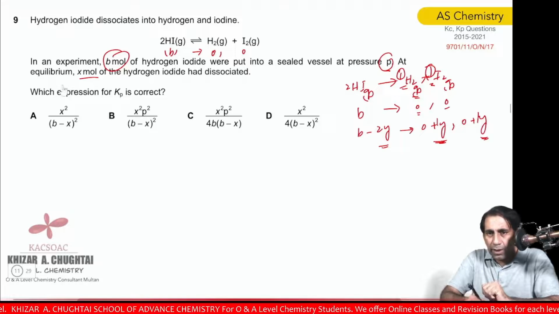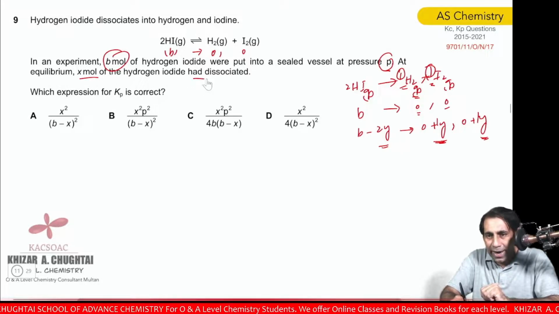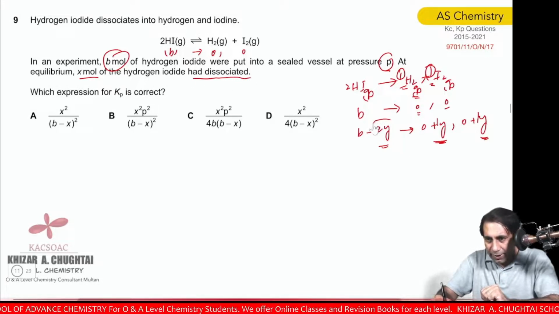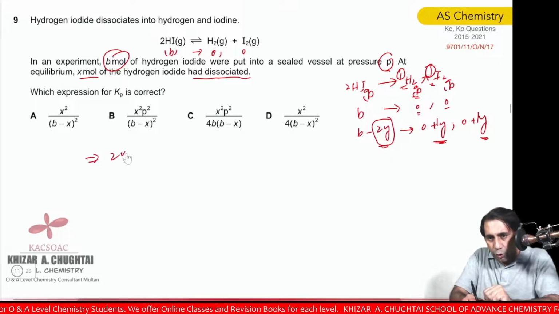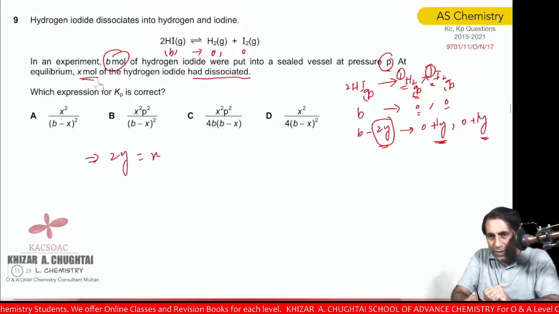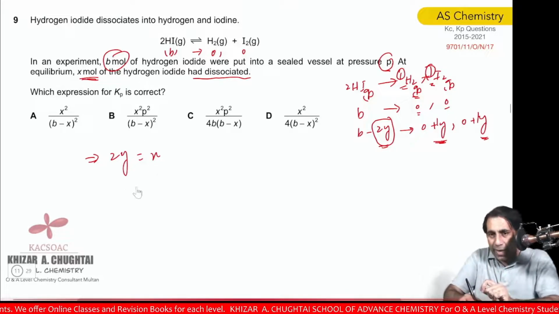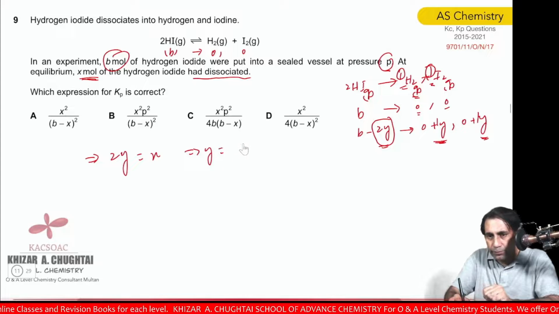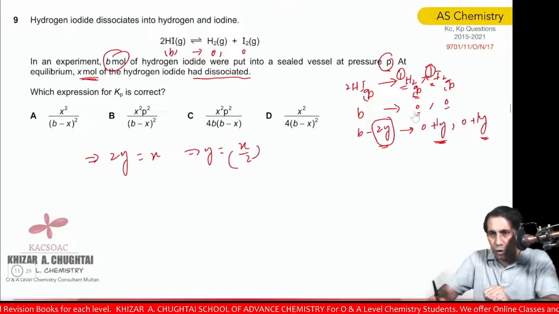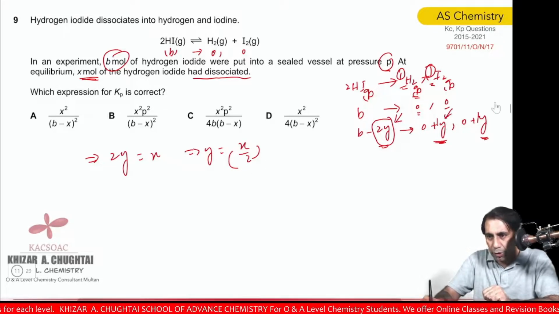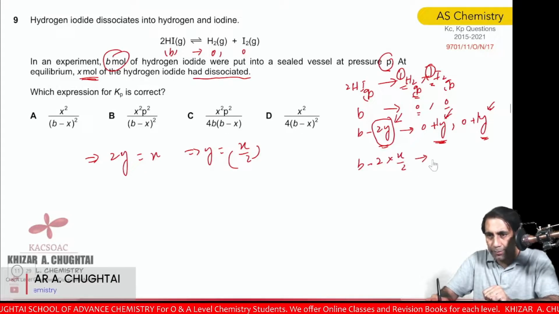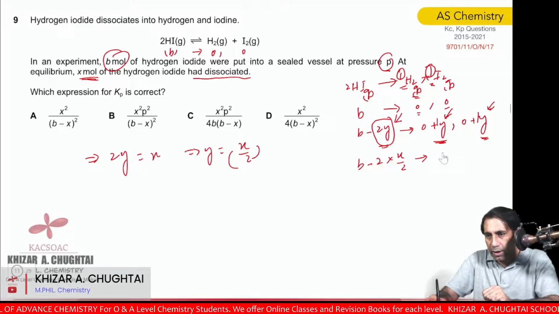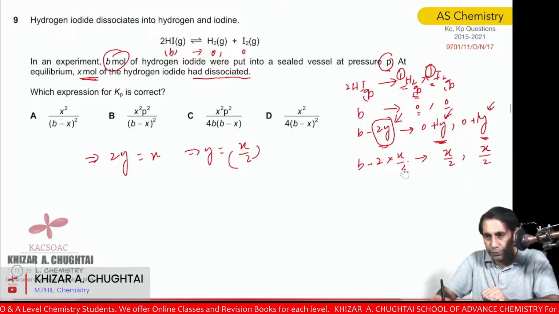According to the statement, X mole of hydrogen iodide had dissociated. Which quantity is going to dissociate? That is equal to 2Y. So indirectly speaking, 2Y is equal to X according to this statement. 2Y is equal to X, and Y will be equal to X by 2. So put Y equal to X by 2. B minus 2 into X by 2, you can say 0 plus Y, 0 plus X by 2, comma, again it will be X by 2.